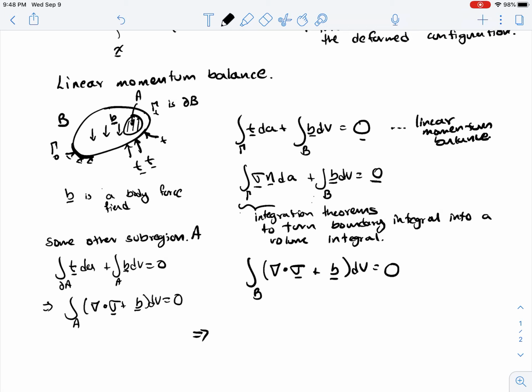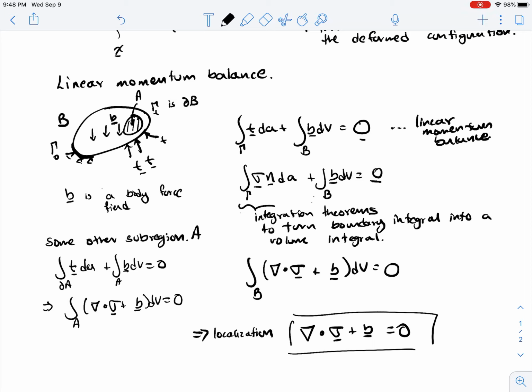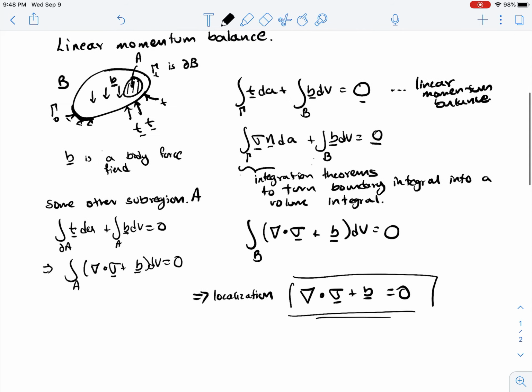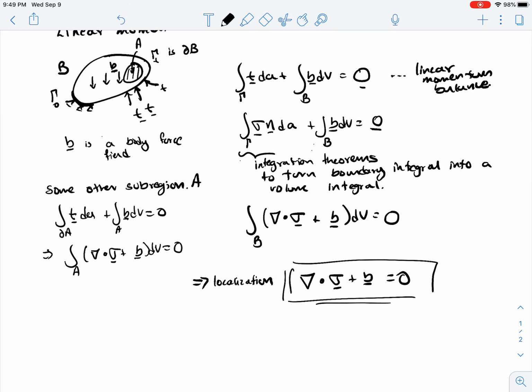Because this can be done for any sub-region, we can arrive at what is called localization. And you end up with this. This is your equilibrium equation, which is the divergence of sigma plus the body force equals 0 if you are ignoring accelerations. Hopefully you were familiar with this before, but if not, now you know that this is the statement for mechanical equilibrium.